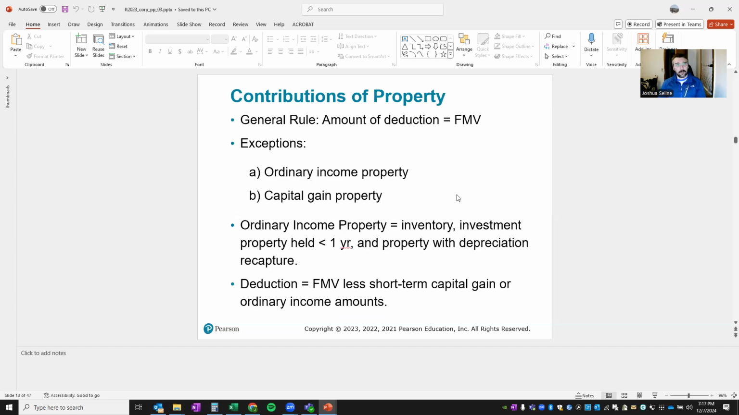So contributions of property, general rule, your deduction is equal to the fair market value. So this is some asset that I have that I'm donating. It would be fair market value. Exceptions apply if it's ordinary income property or if it's capital gain property. Ordinary income property is inventory, investment property held for less than 1 year, and property with depreciation recapture. In that case, your deduction would be your fair market value less your gain or ordinary income. And again, this is contributing property to a charitable organization.